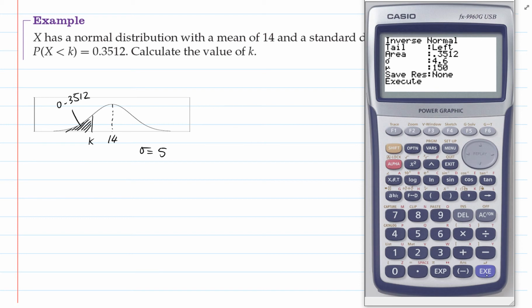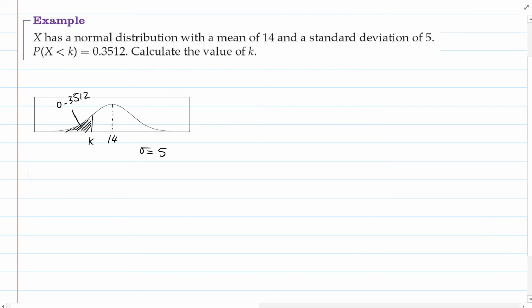Our area is 0.3512, our standard deviation is 5, and our mean is 14, and there's our inverse normal value, so 12.09 if we're rounding to 2 dp. So in this case k equals 12.09.